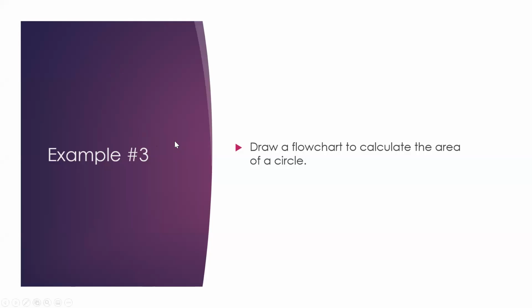So in this example, you are supposed to draw a flow chart to calculate the area of a circle. Identify what are the inputs, what are the outputs, and the process. Yes, can you put the answers in the chat, please, before you draw the flow chart. Once you draw the flow chart, send it to me through WhatsApp.